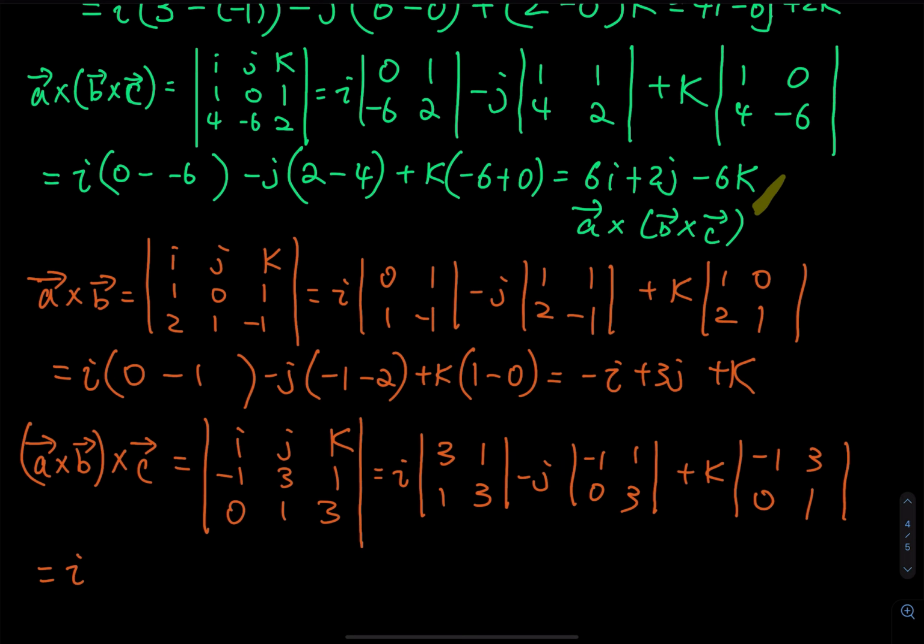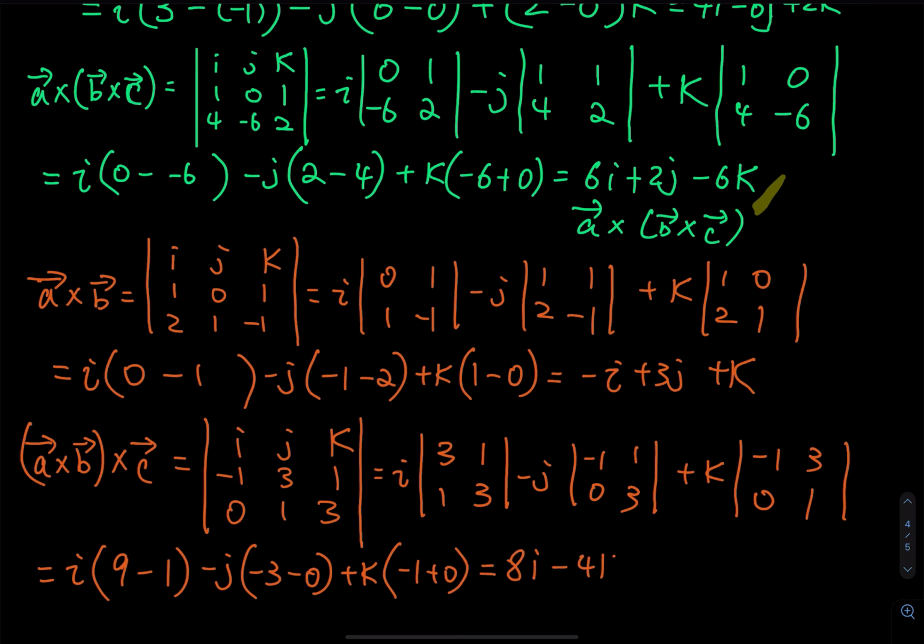So this is I, and then you cross multiply. 3 times 3, and then minus 1 times 1, and then minus J, 1 times negative 3, minus 0 times 1, and then plus K, negative 1 times 1, 0 times 3. So overall, we have 8i, and then minus 4j, minus k. So this is the end of the orange problem.